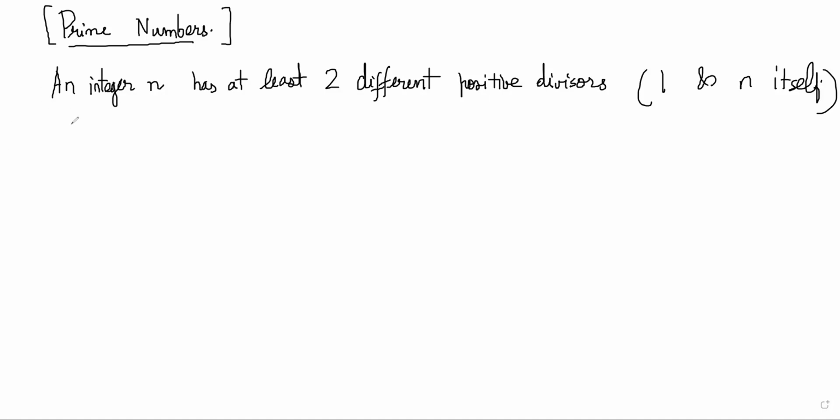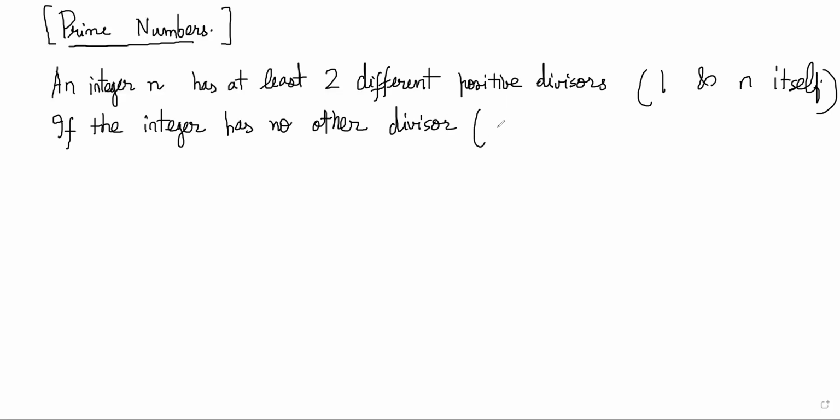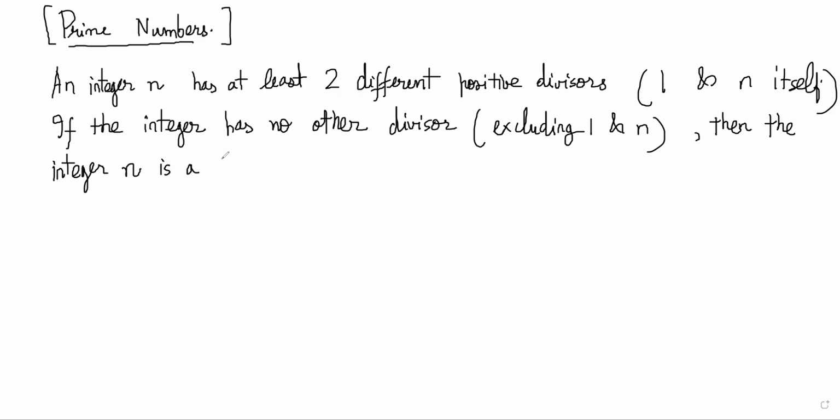Now, if the integer has no other proper factor, has no other divisor excluding 1 and n, then that integer n is a prime number. The integer n is a prime number.